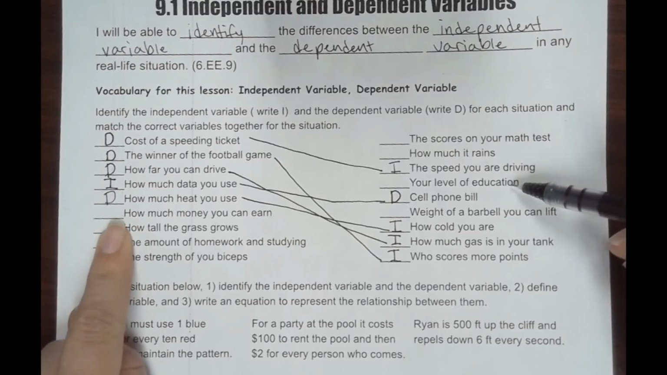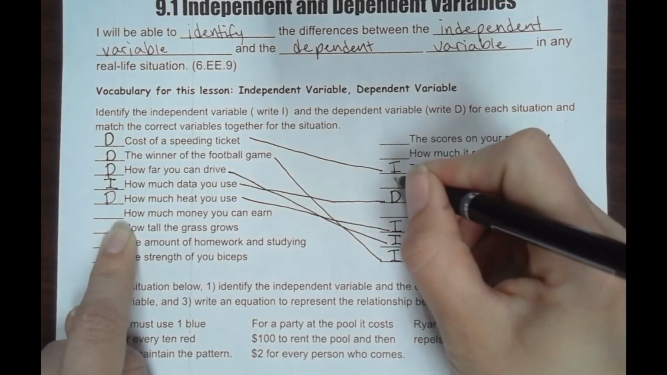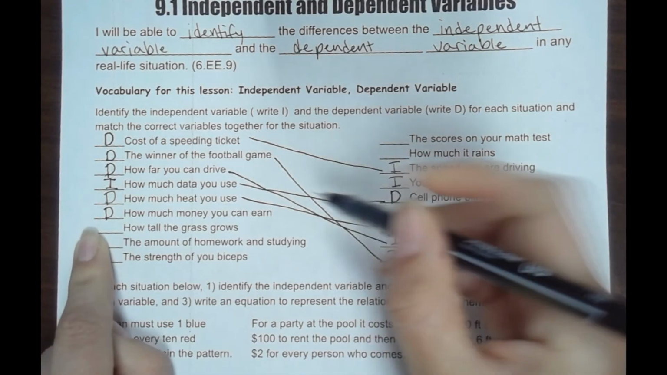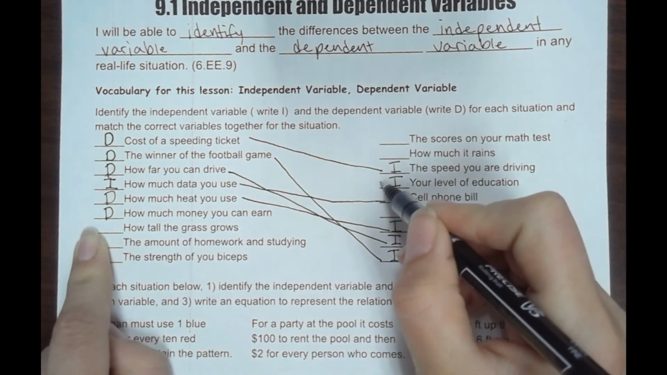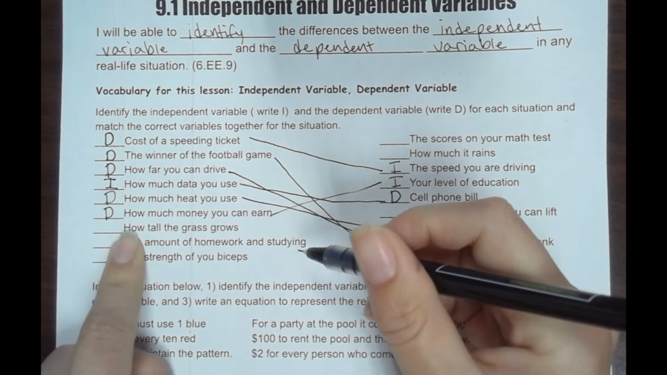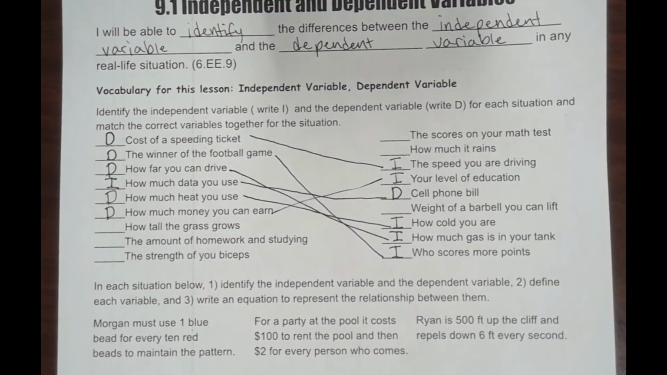Do you control the level of your education, or do you control how much money you can earn? Your level of education probably is going to help dictate how much money you're going to earn. So independent would be how much education you get or training, and how much money you can earn depends on how much education you've got.